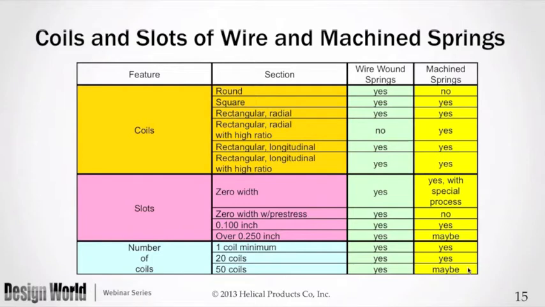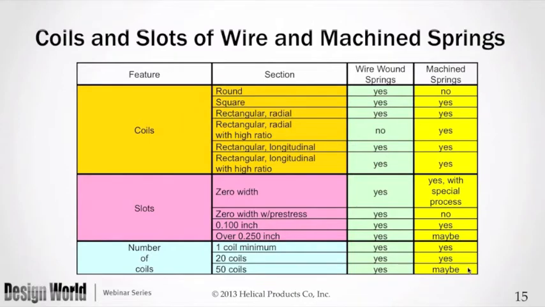And with machine springs, they're still available. Also, you can be rectangular in a longitudinal sense, and that's kind of bent flat stock. And anything that can be bent, the wire folks are really good at that. Helical can also machine it in those shapes, in both high ratio and low ratio.